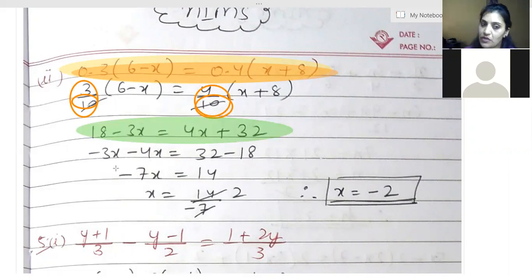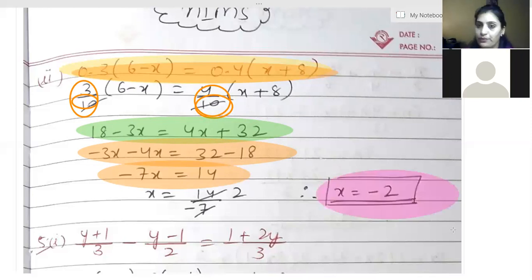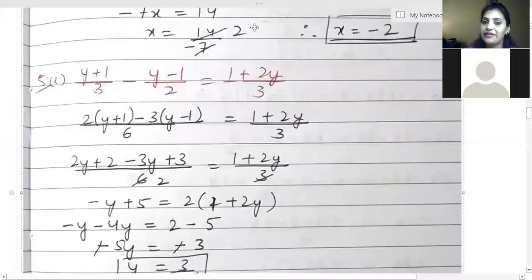So now as you know, we will collect x first on one side, so it is minus 3x minus 4x is equal to 32 minus 18. So it becomes minus 7x is equal to 14, which means our answer is coming out to be x is equal to minus 2. Yes, clear? Yes, ma'am. Okay, now we will move on to the fifth question and first part.